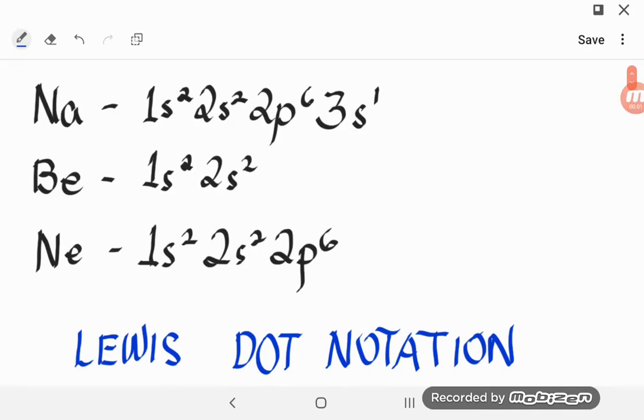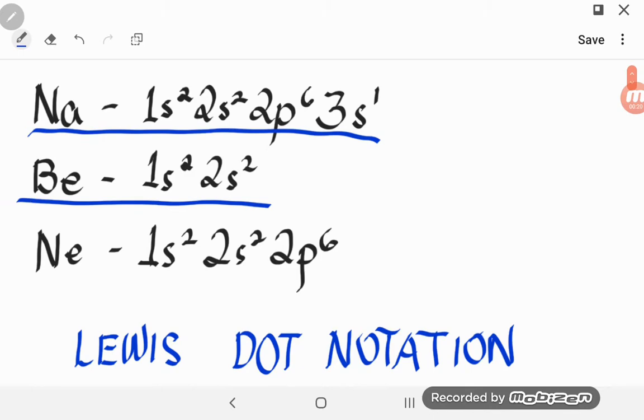In this video, you will learn how to write the Lewis dot notation. In the previous videos you have watched, you have learned how to write the electronic configuration of an atom. In this video, we have three examples of electronic configuration. We have the electronic configuration for sodium, the electronic configuration for beryllium, and the electronic configuration for neon.